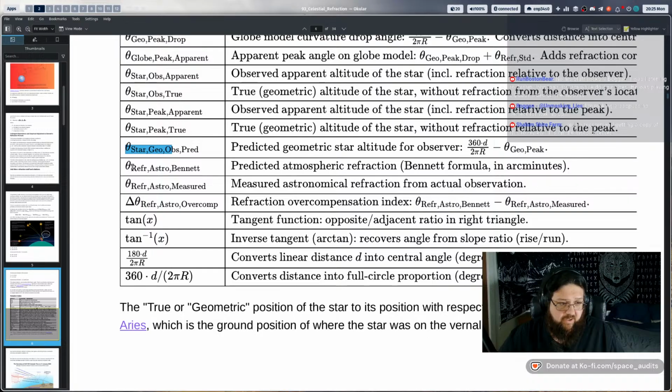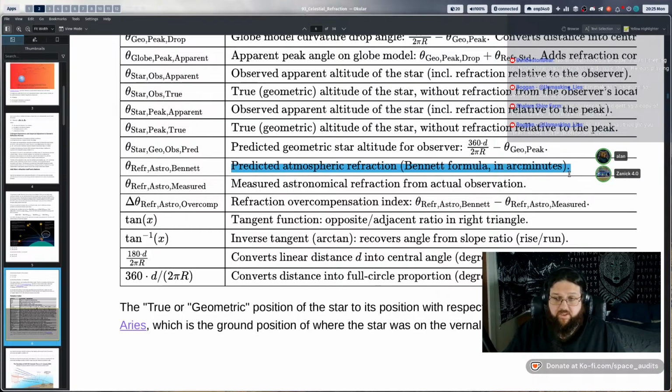And we have refraction astronomical Bennett, which is the formula that dictates how much refraction there's going to be at the horizon. This appears to be what Stellarium is using. This gives the same values that Stellarium gives at the horizon, so they match there. So refraction astronomical measured. This is the measured astronomical refraction based off of the difference between the true position of the star at the peak and the true elevation of the peak. And so that angular amount will give us how much refraction there actually was. And that'll be super important as we continue on.